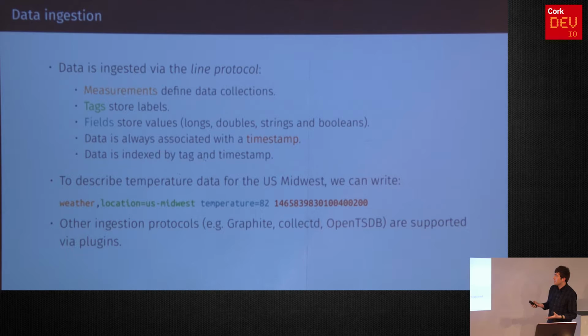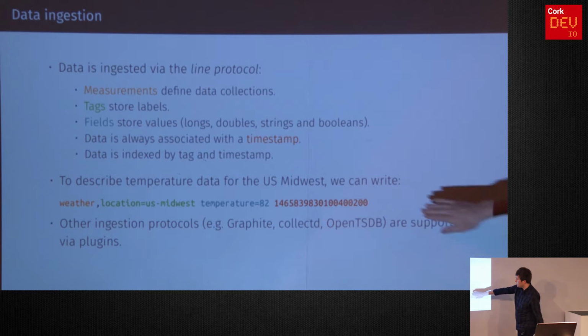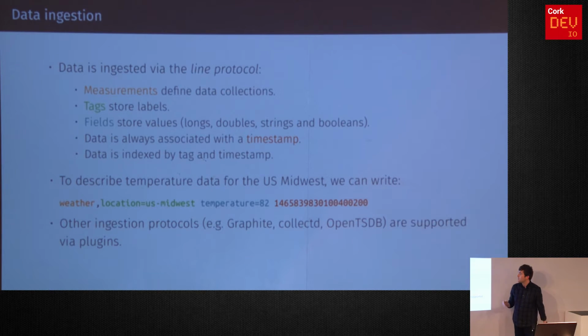Data is ingested via what they call the line protocol. So this is the line protocol here, it's what it looks like. So measurements there in orange, they define your kind of data collection. So a measurement would be kind of like a table. A tag then stores labels. So if you want to label some data, you can attach a tag to it. Fields then store your values. So that's your actual raw metric values. So those can be basically 64-bit integers, 64-bit floating point numbers, strings and booleans.